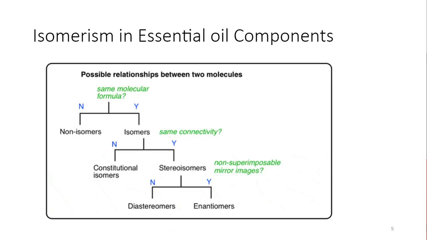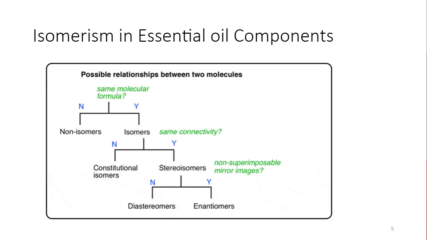Oil contains several types of molecules, and isomerism does exist between molecules of the same molecular formula. Isomers which have different connectivity are considered constitutional isomers. So there's 2-methylheptane, 3-methylheptane, and octane. They have the same molecular formula.